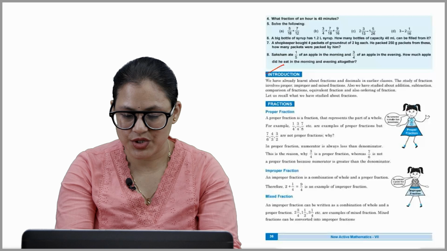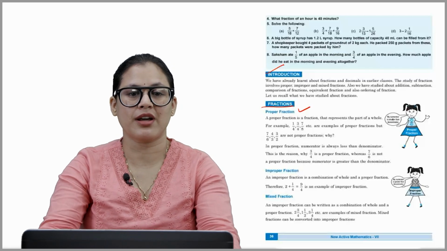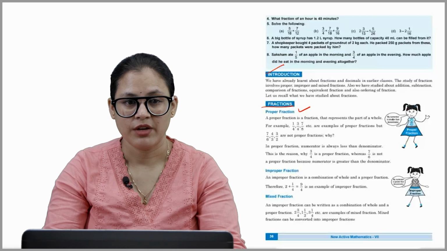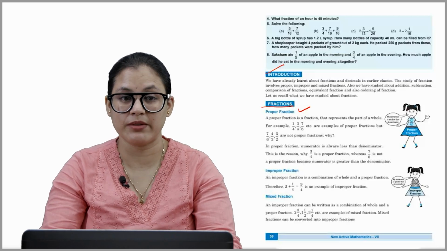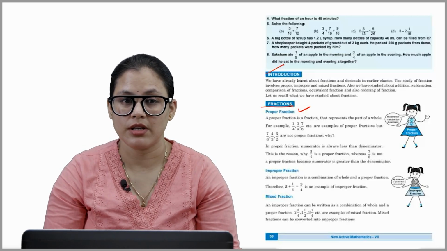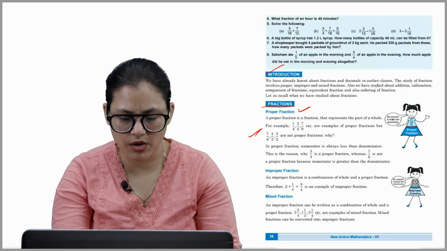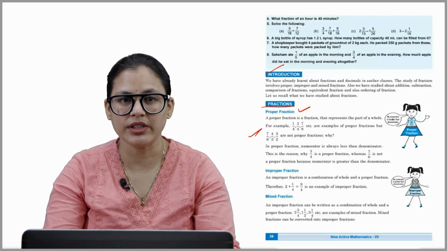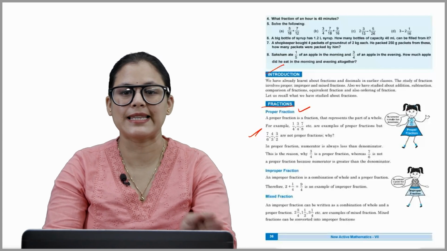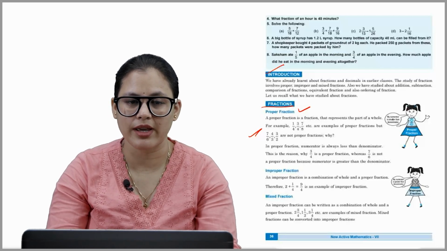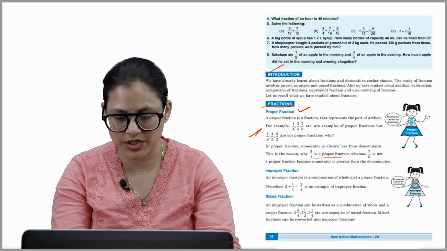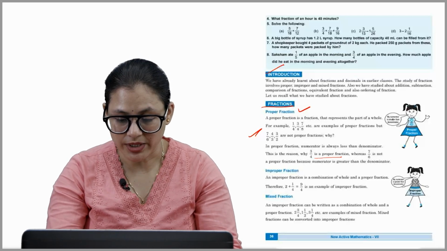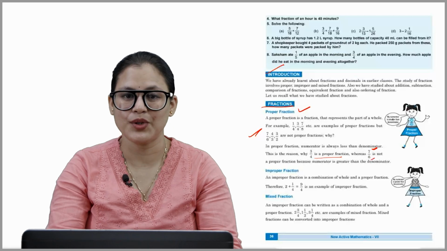Fractions, first, a proper fraction. A proper fraction is a fraction that represents a part of a whole. For example, 1 by 4, 3 by 4, 7 by 8, etc. are examples of proper fractions. But these fractions are not proper fractions. Why? In a proper fraction, the numerator is always less than the denominator. This is the reason why 3 by 4 is a proper fraction, whereas 7 by 6 is not a proper fraction, because the numerator is greater than the denominator.